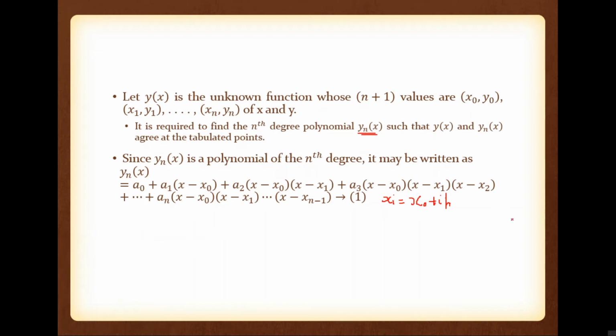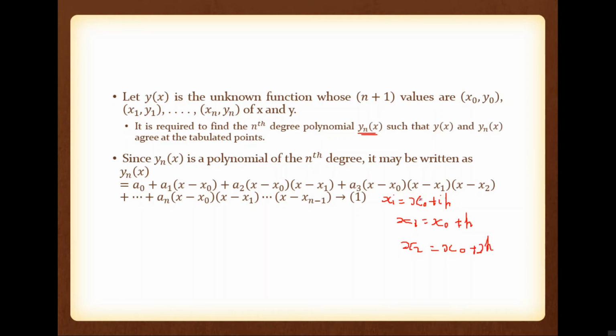Okay. So now, if you are able to write x equal to x0 plus ih, then what is x1? If i equal to 1, then x1 is equal to x0 plus 1 into h, that is x0 plus h. Now what about x2, the second data? The second data is equal to x0 plus 2 into h.